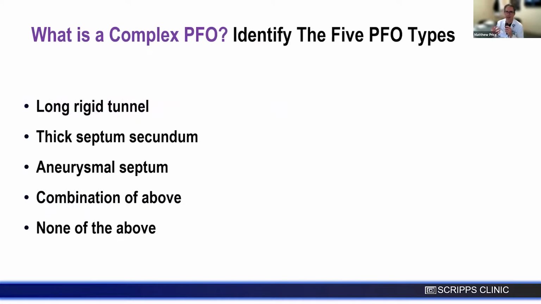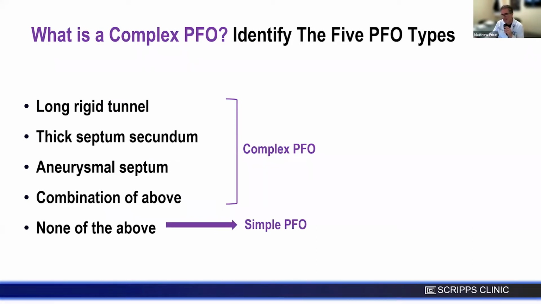So what is a complex PFO? Well, I look at it as classifying PFO into 5 characteristics. One's with a long rigid tunnel, one's with a thick septum secundum, one's with an aneurysmal septum, one's with a combination of those characteristics, and one's without any of those characteristics at all. And really the first 4 there I would define as complex PFO. And when there's none of those characteristics, that's a simple PFO.